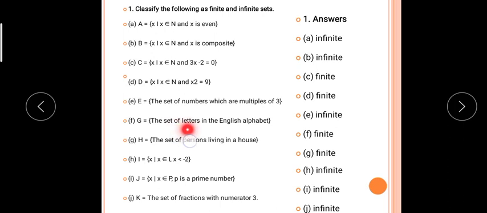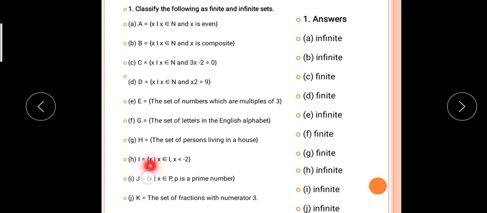G, the set of letters in the English alphabet. They are finite. All of you know how many English alphabets there are? 26. The set of persons living in a house is also finite, because you can count how many persons are present in the home.